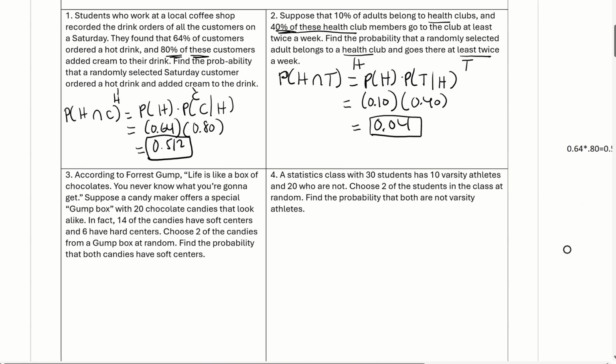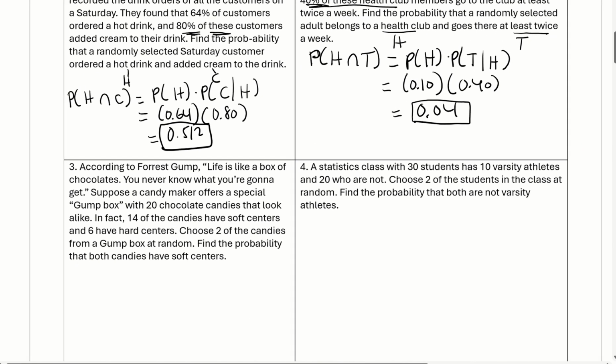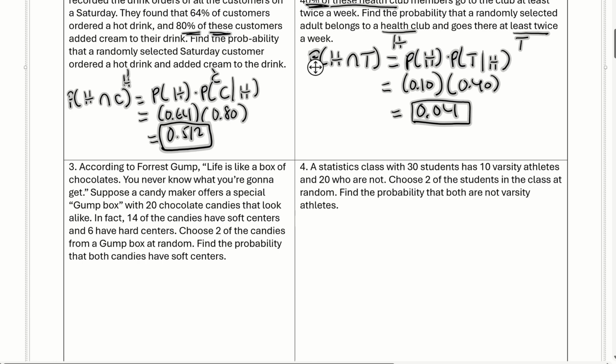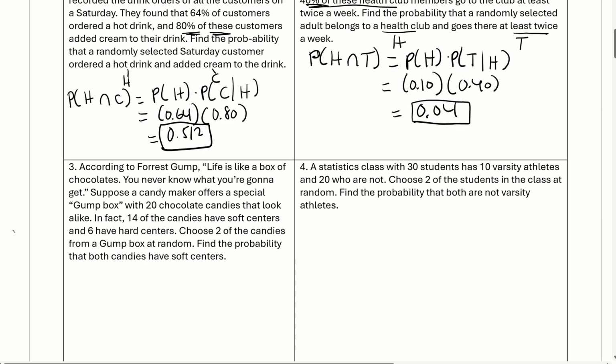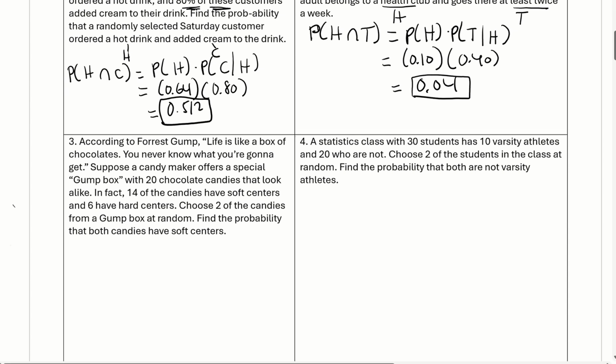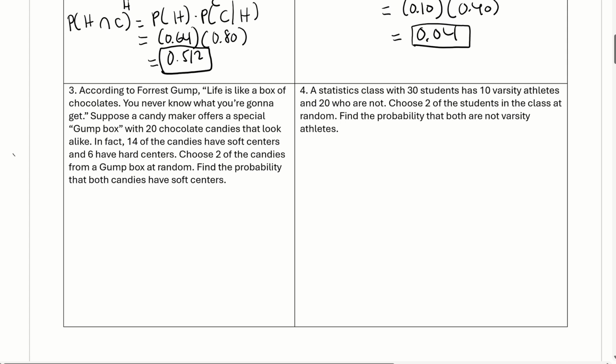Okay, so for number 3, it says, according to Forrest Gump, life is like a box of chocolates. You never know what you're going to get. Suppose a candy maker offers a special Gump box with 20 chocolate candies that look alike. In fact, 14 of the candies have soft centers and 6 have hard centers. Choose 2 of the candies from a Gump box at random. Find the probability that both candies have soft centers.